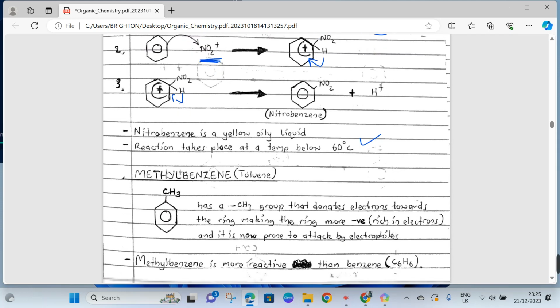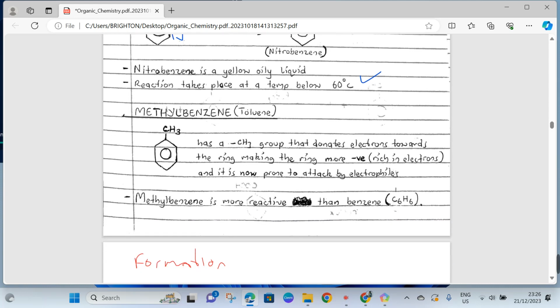Now let us talk about methylbenzene. Methylbenzene has a CH3 group that donates electrons towards the ring, making the ring more negative and more prone to attack by electrophiles. So you must understand that methylbenzene is more reactive than benzene.